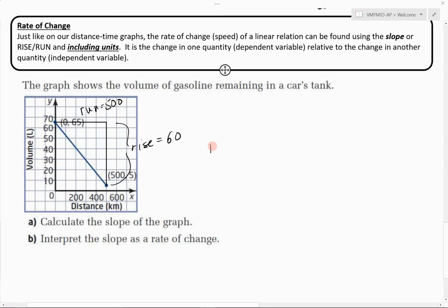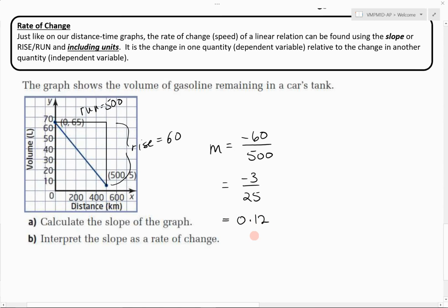Okay, so that means my slope is equal to the rise. And now my rise, look, be careful. Now you're going from left to right. So if you're going from left, my run is positive, but my rise is negative. It's going down. So it's negative 60 divided by positive 500. And in lowest terms, that is negative 3 over 25. Okay, and if I were to calculate this as a decimal, it would be 0.12.